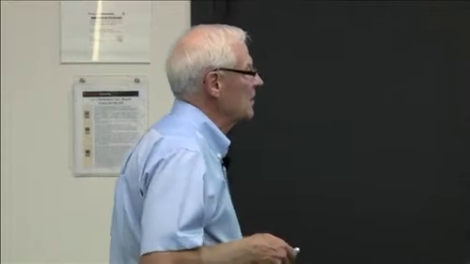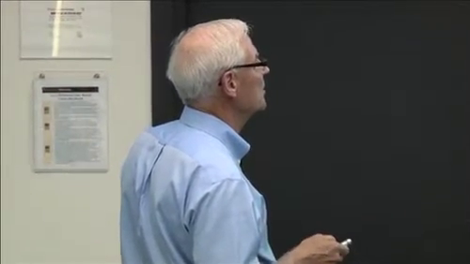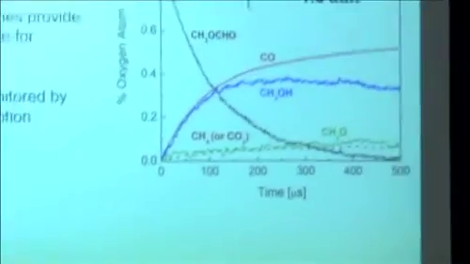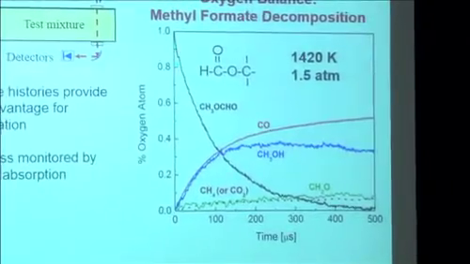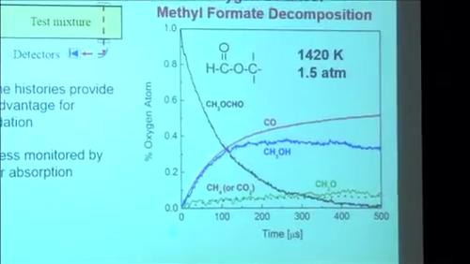What exactly are you plotting here? So those are the constants. This is the percentage. Okay, I see what the issue is. Time after the shock wave reflection. So the reaction begins at time 0, and the reactant, which is this methylformate, goes away. And the CO comes up.